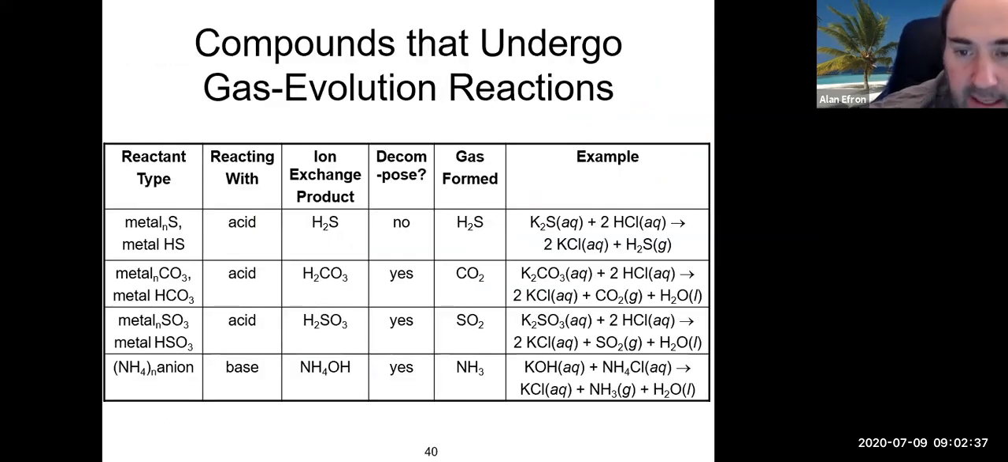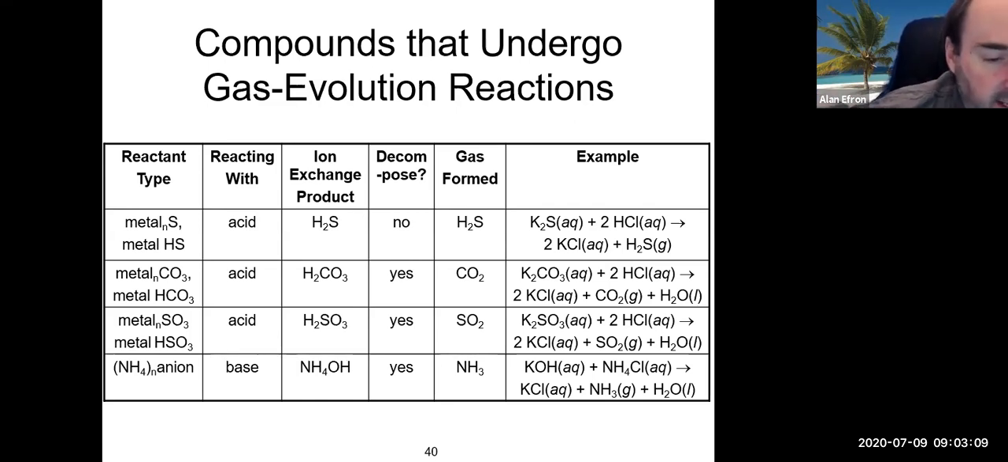So here's a table that summarizes some double displacement reactions that will result basically in a gas being formed. If you take any type of metal that has sulfide in it, like K2S, and you react it with an acid, you will produce H2S, which is hydrogen sulfide gas, and that will be a direct production of it. So it will be formed directly from that reaction.